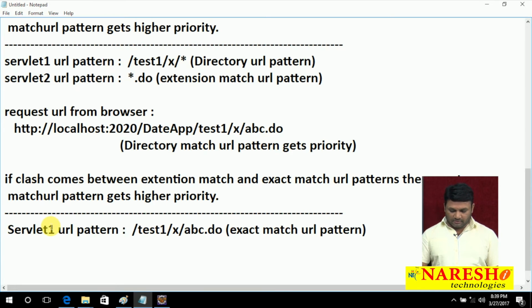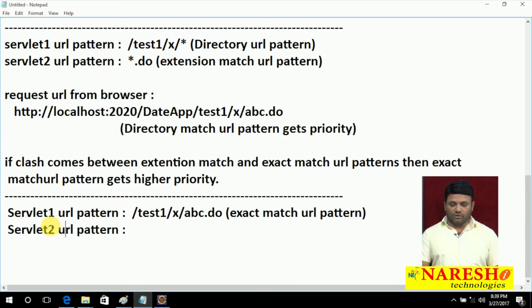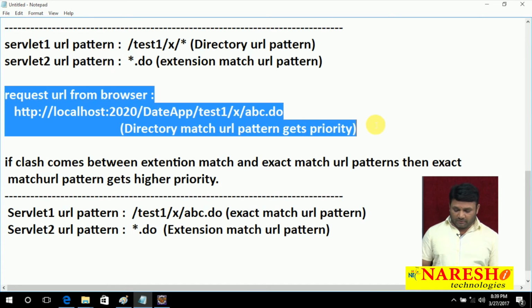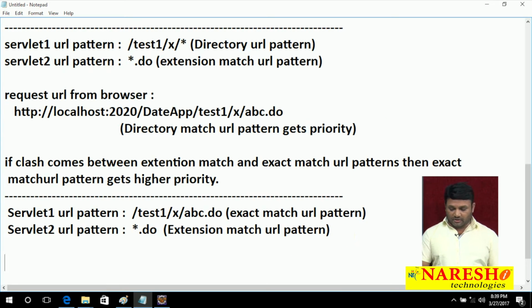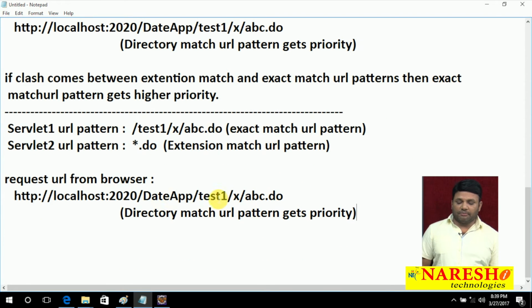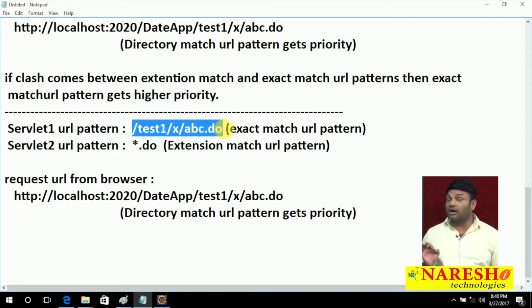Yes, copy this, paste it. Servlet 2 URL pattern. So what is servlet 2 URL pattern? *.do. This comes under what? Extension match URL pattern. So let me give the request URL from the browser. Here I am giving some request URLs from the browser: the app, /test1/x/abc.do. See, here there is no star symbol, that's why it is the exact match URL pattern. See, exactly matching.